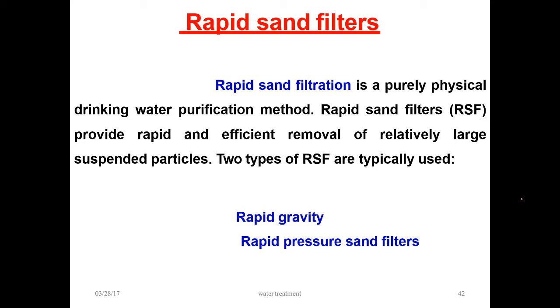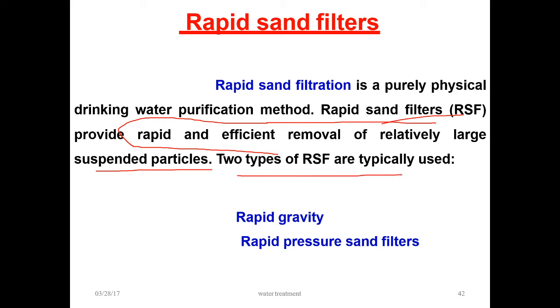Rapid sand filtration is a purely physical drinking water purification method. Rapid sand filters provide rapid and efficient removal of relatively large suspended particles. These are the two types of rapid sand filters typically: rapid gravity filters and rapid pressure sand filters. Okay, just recall.